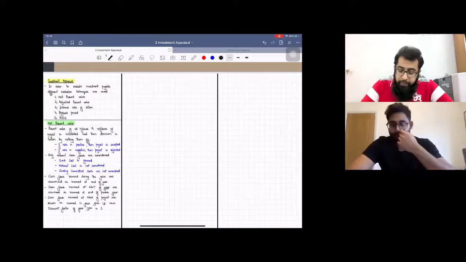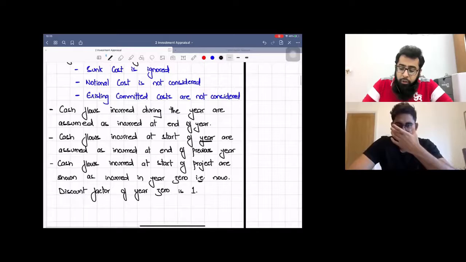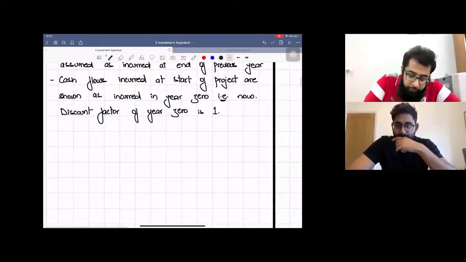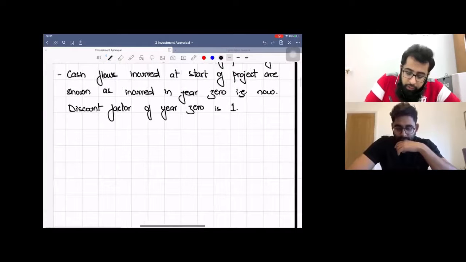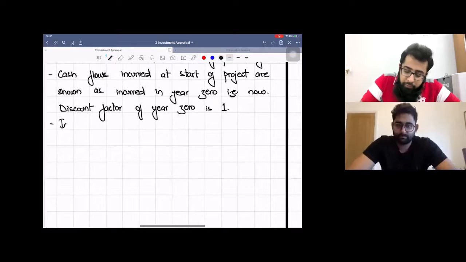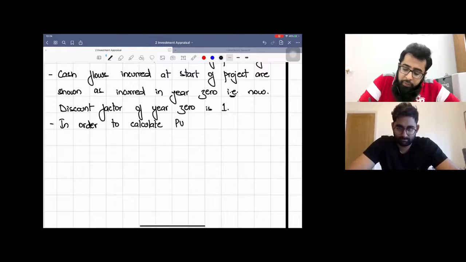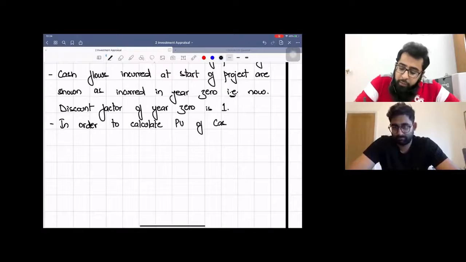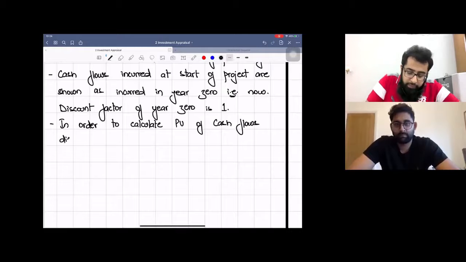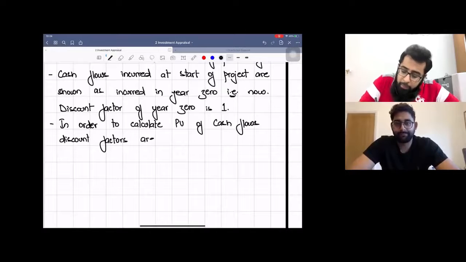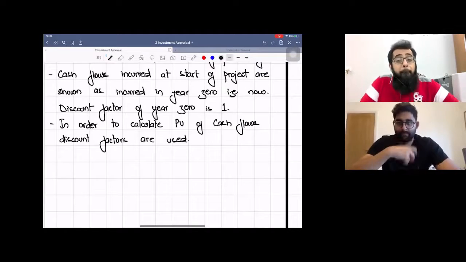Okay. Similarly, in order to calculate present values of cash flows, discount factors are used. Now, do you remember annuity factors?